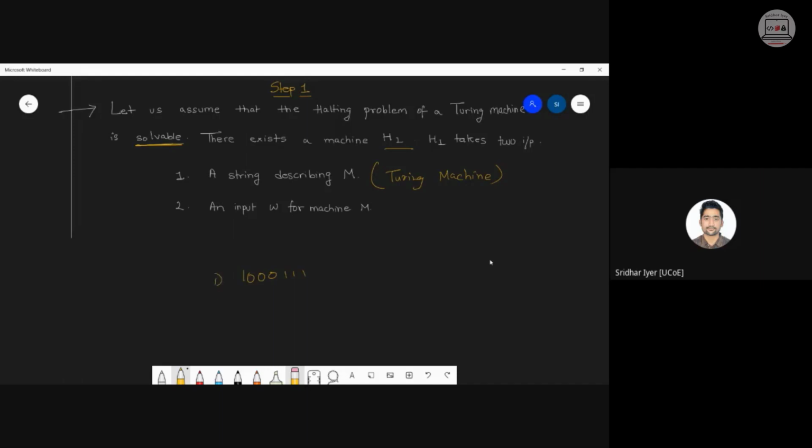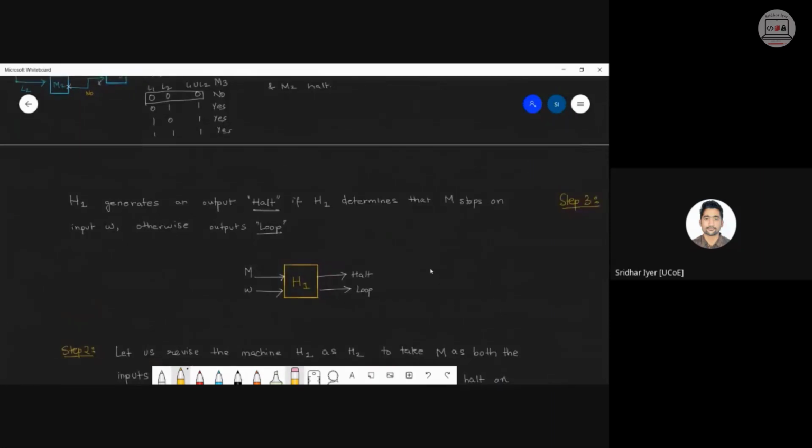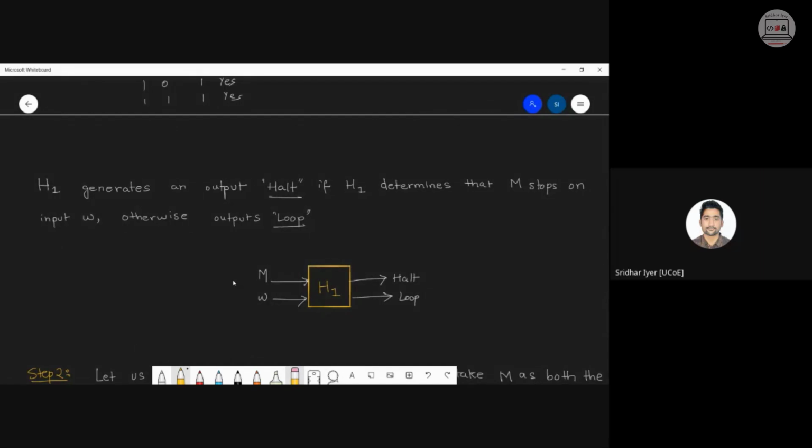Similarly, the second input will be an input W. W is now the actual word. It can be 0110111, whatever. The length is not mattering over here. We just want to see the input and output. For saving time and complexity, we are assuming that the lengths are equal. Okay, now it's fine. So this is how it looks. Step number one. We are assuming that there is a Turing machine H1 which takes two inputs. First is the description of Turing machine M, and second is the input W, that is the string. Am I clear till here?